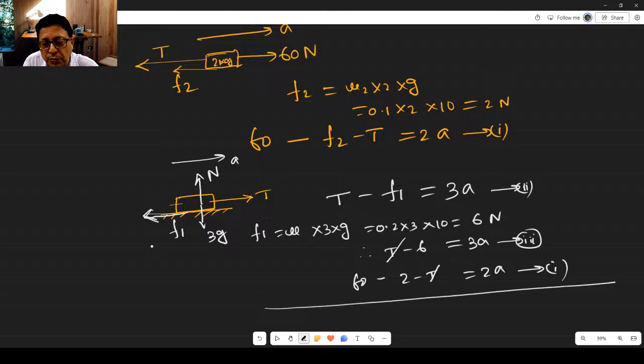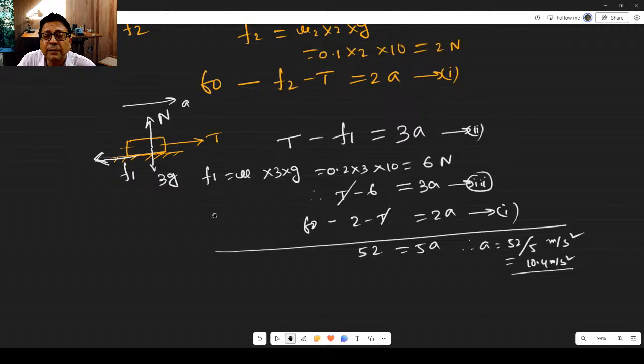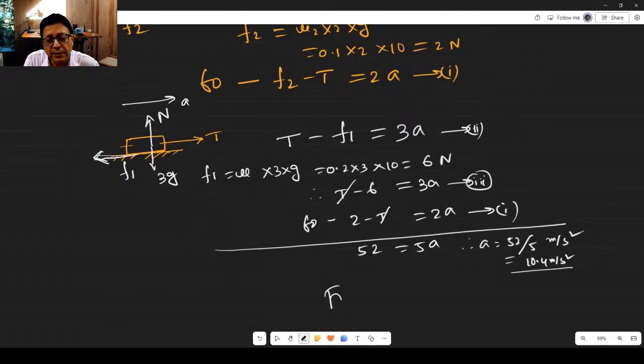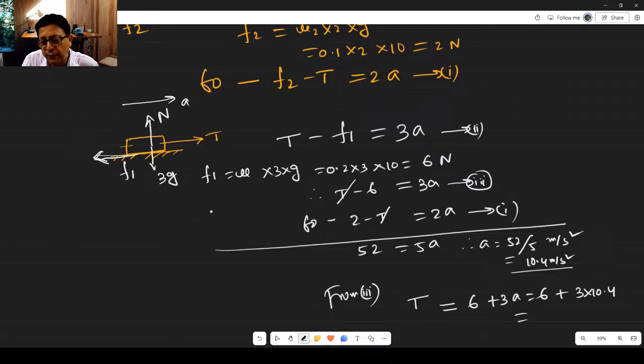Now you add these two. What will you get? 60 minus 8, 52 equal to 5A. So A is 52 by 5 meter per second square. Clear? This is 10.4 meter per second square. Acceleration done. You put the value of acceleration in 3. So from 3, T minus 6 equal to 3A, T equals 6 plus 3 into 10.4.